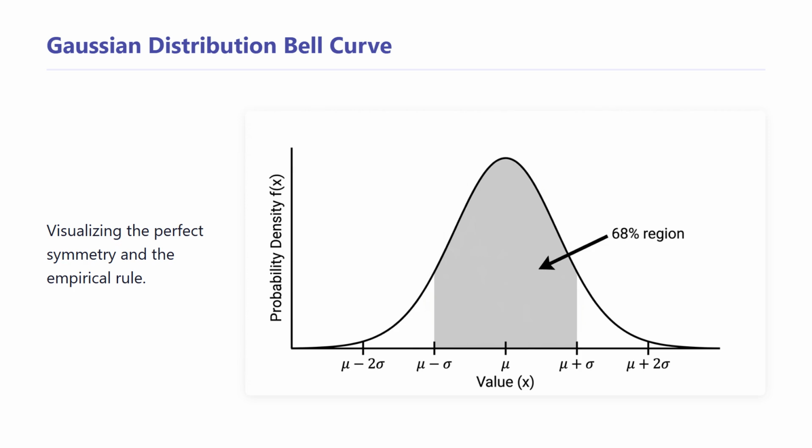As we calculated earlier, this specific shaded area always contains roughly 68% of the total probability, no matter how wide or narrow the bell is. As you move further out to 2 or 3 standard deviations, the curve approaches the horizontal axis but never quite touches it, representing the extreme tails of our data.